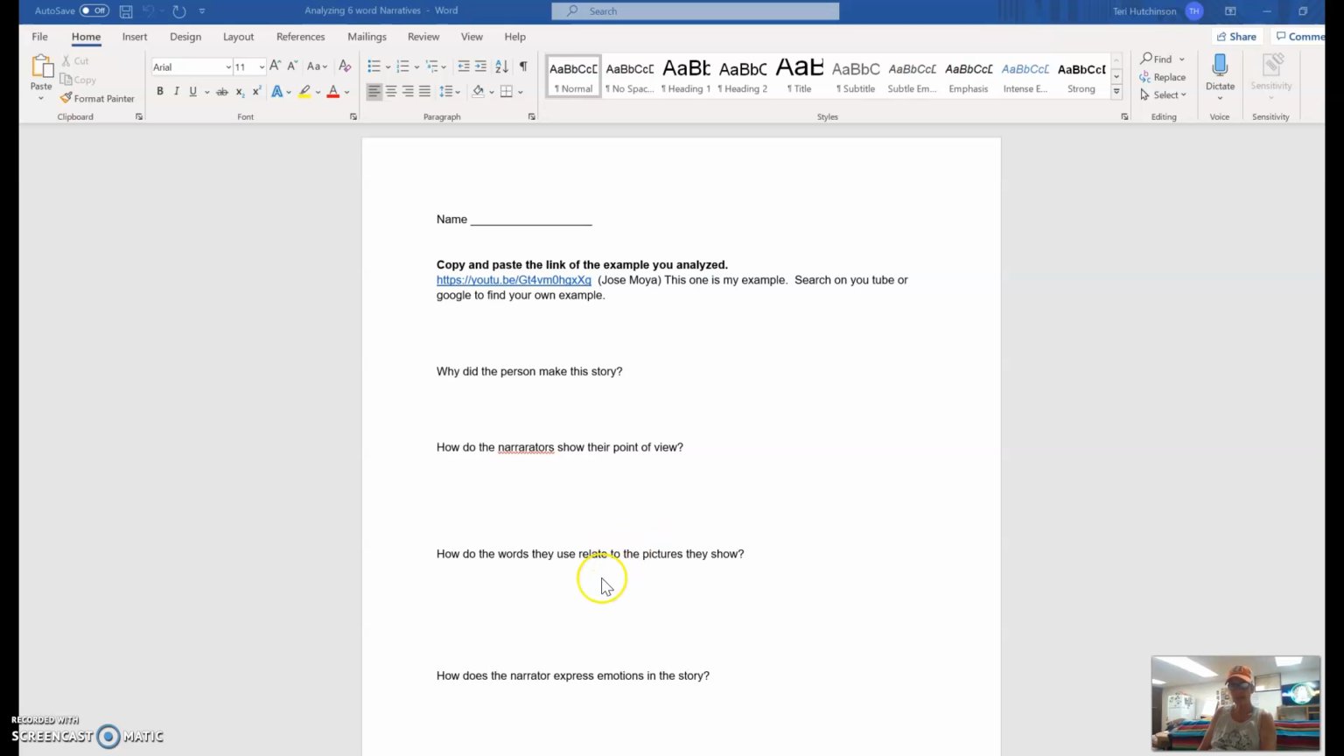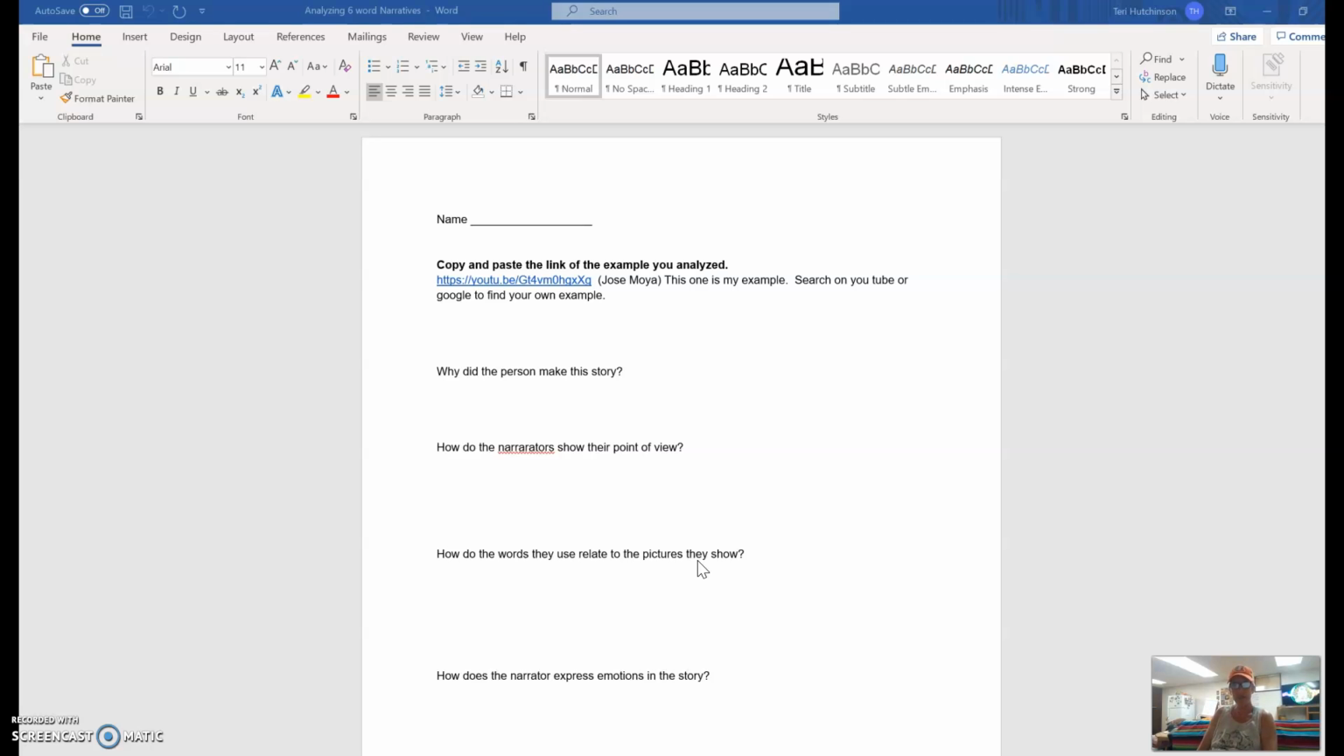All right, the third question is, how do the words they use relate to the pictures that they show? Here, we need to be really careful about what words we're using and how we're relating our emotions with the pictures. Okay, so how do they do anything that's cute or fun in their video to really make it more meaningful for us? Do they use pictures that have dark images or really light images? Do they show chaos? Do they show calm? How are their words connecting to the pictures?